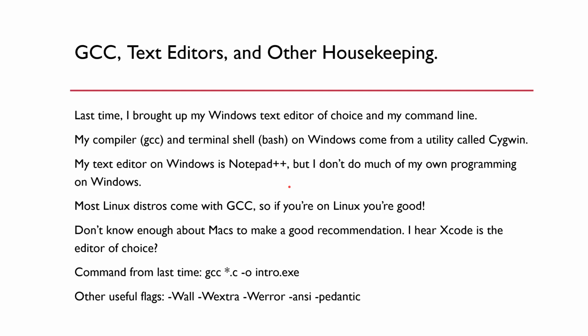Last time I brought up my Windows text editor of choice and my command line. I have been told this may have been a little too much too quick, and to describe the tools that I've been using. The compiler I used is called GCC. The terminal shell I was using is called bash. And to get those on Windows, you need a utility called Cygwin. Cygwin is a free and open source utility that is a port of a handful of useful Linux tools over to Windows.